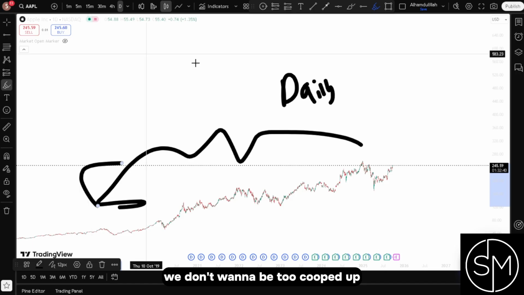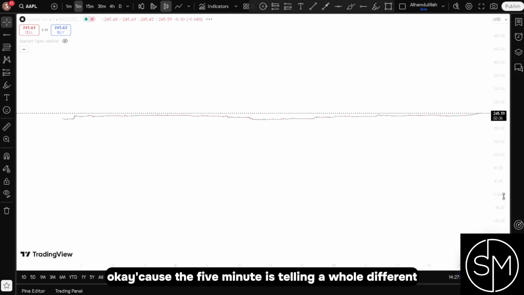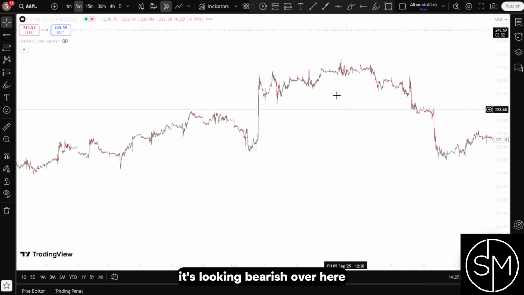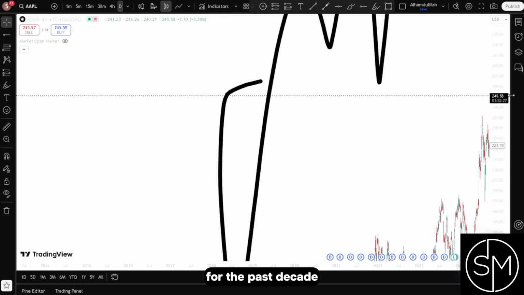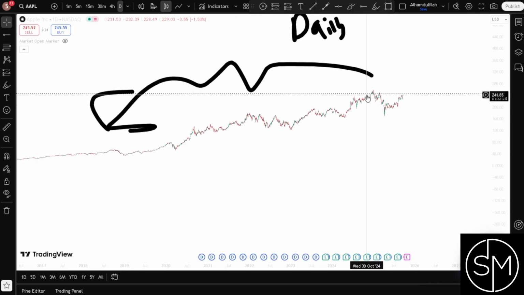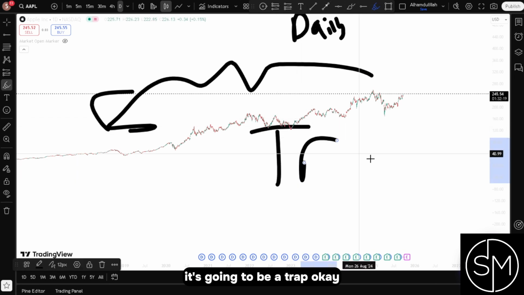We don't want to be too cooped up on the smaller time frames, like the 5 minute, because the 5 minute is telling a whole different story. On the 5 minute, it's looking bearish over here. But if I hop on my daily, for the past decade we've been going in a straight upwards direction. So being on the smaller time frames is going to be a trap.